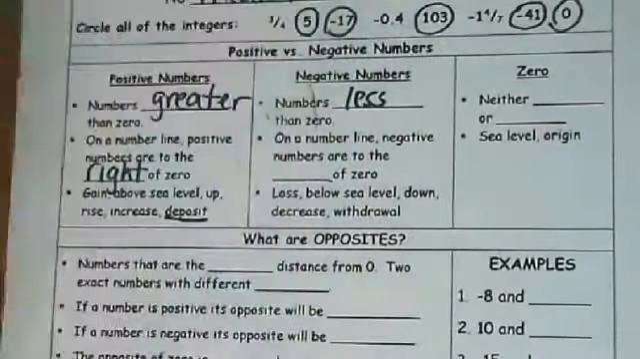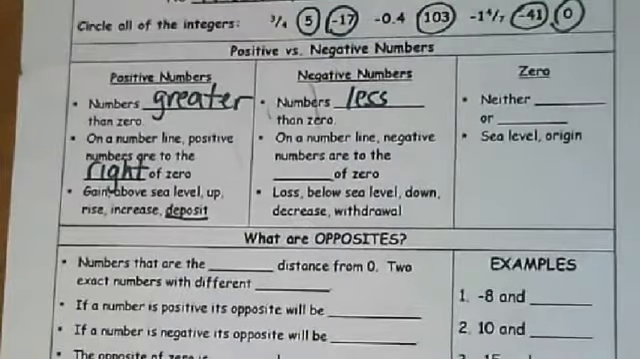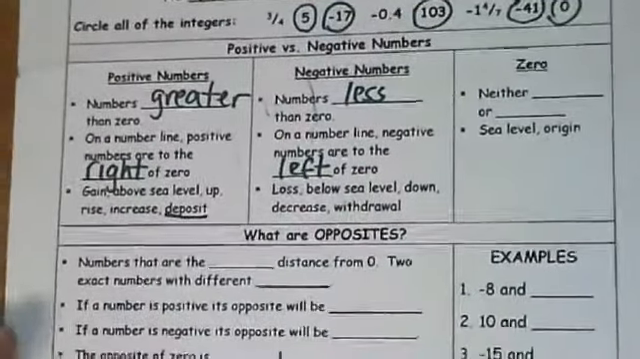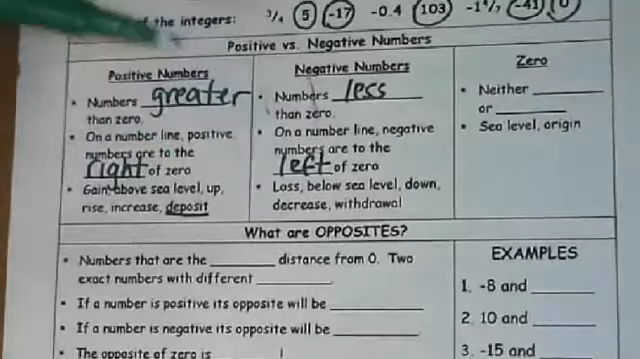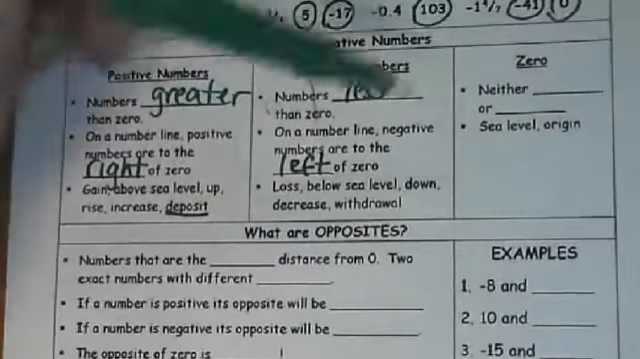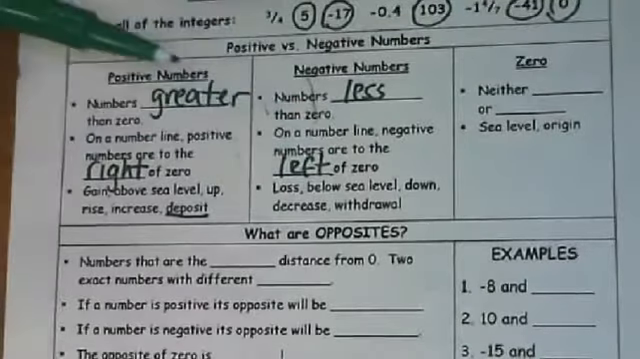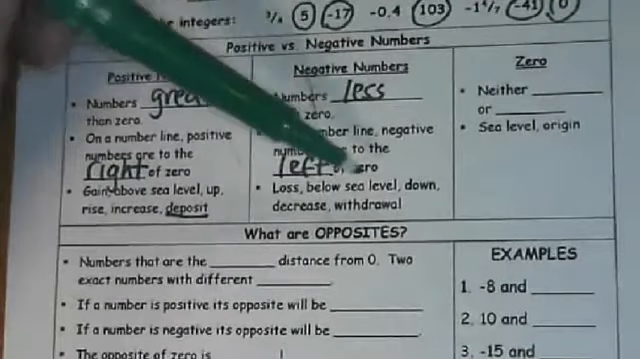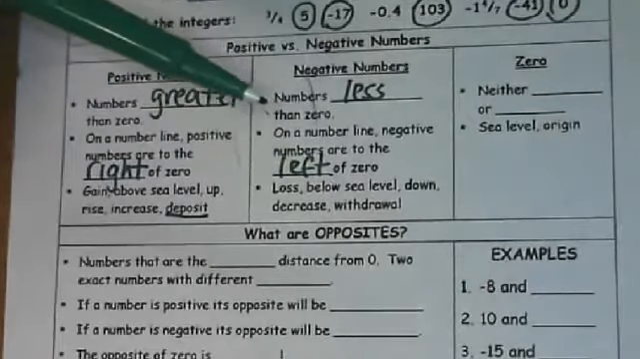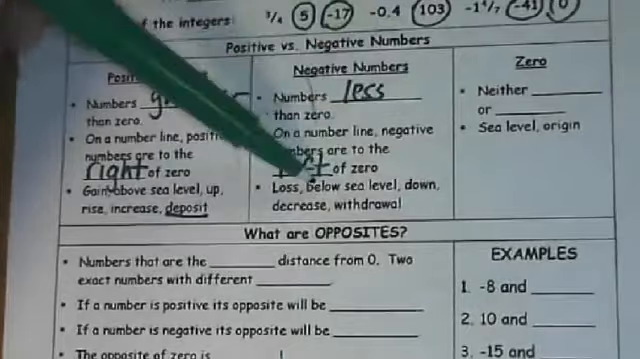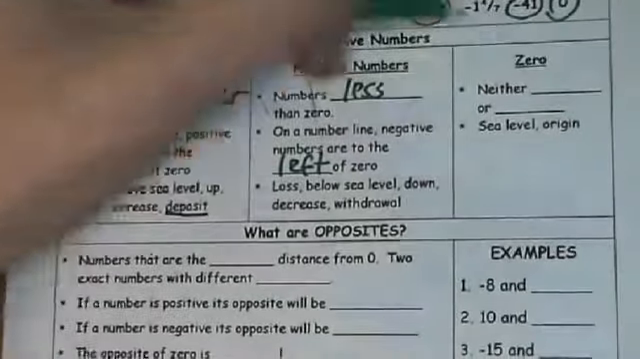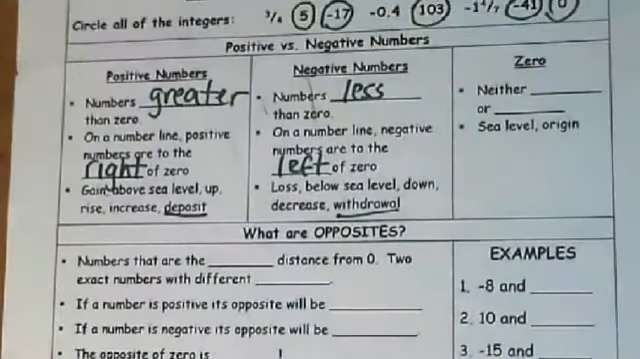And on the number line, negative numbers are to the left of 0. And some key words about negative numbers: if you have a loss of something, let's say you lost weight, so it's a negative. Below, or if you lost money. Below sea level, so that means it's underwater, or under the ground, okay, is below sea level. Down, decrease, and withdrawal. That's another word you probably didn't hear about.